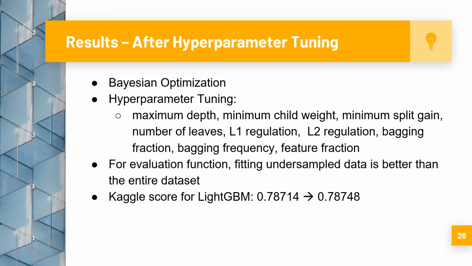Finally, we choose LightGBM to be tuned by Bayesian optimization to obtain a set of hyperparameters that works best on cross validation. The parameters we tuned are shown here. Their ranges are set based on empirical experiments. We found that using the undersampled data in the evaluation function can obtain a better parameter set instead of using the whole dataset. The best tuned setting can obtain an improved Kaggle score.